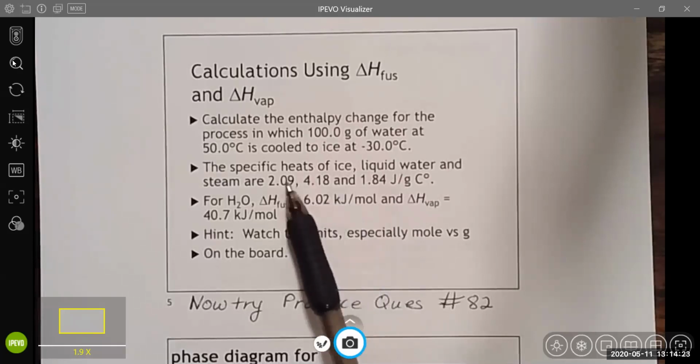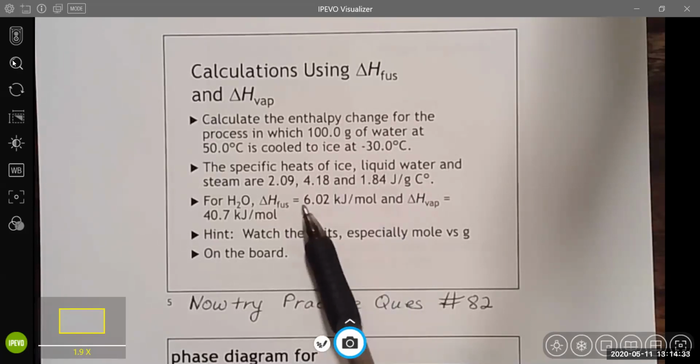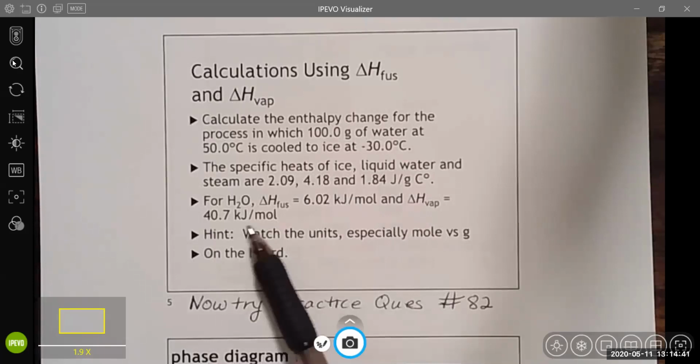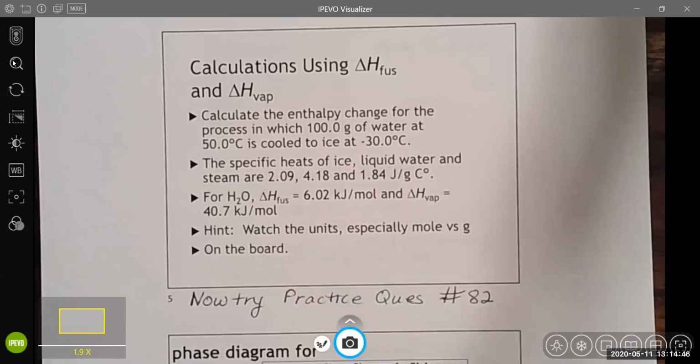You need these constants to do the problem. We have what we call specific heats. Sometimes this is called specific heat capacity. We'll talk about what these are in a minute. The specific heats of the ice, the liquid water, and the steam are given. The delta H of fusion, that's how much energy it takes to melt or freeze the ice, and the delta H of vaporization, and some hints here. Now, let's look at what we're going to do though.